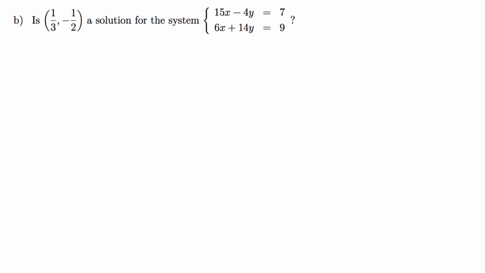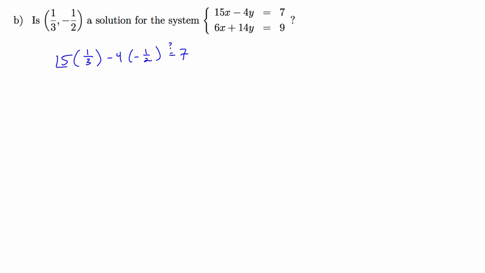In part B of this example, we now need to check, is (1/3, -1/2) a solution for the given system? We need to do exactly the same thing we did on the previous part. We'll substitute the x and the y for both equations and see if we obtain two true statements. So the first equation is 15x minus 4y equals 7. So that will become 15 times 1/3 minus 4 times negative 1/2, and we're going to check, is that equal to 7?